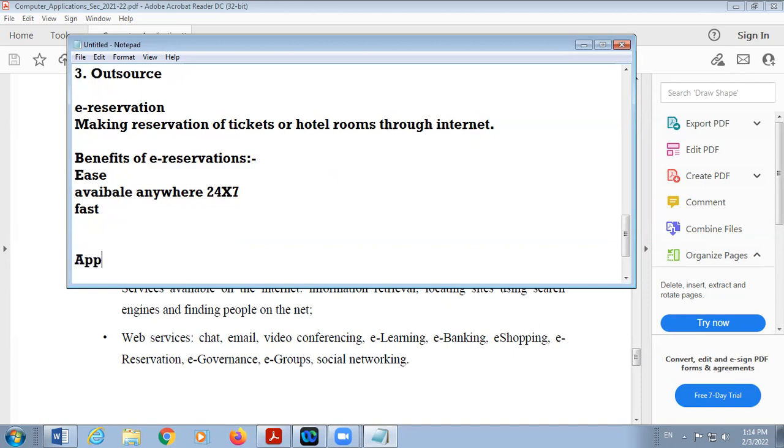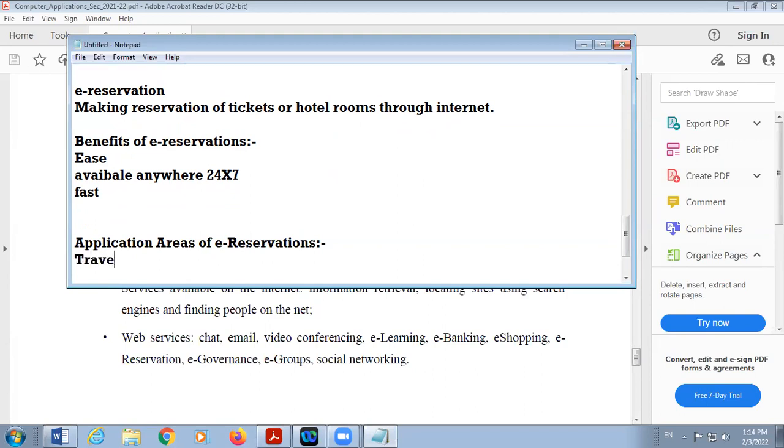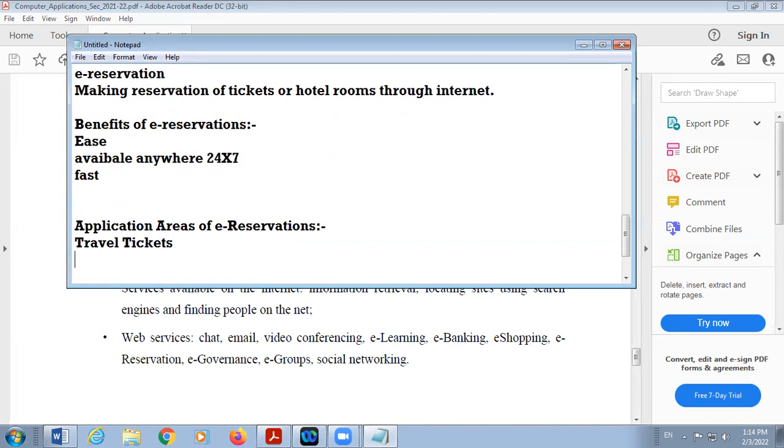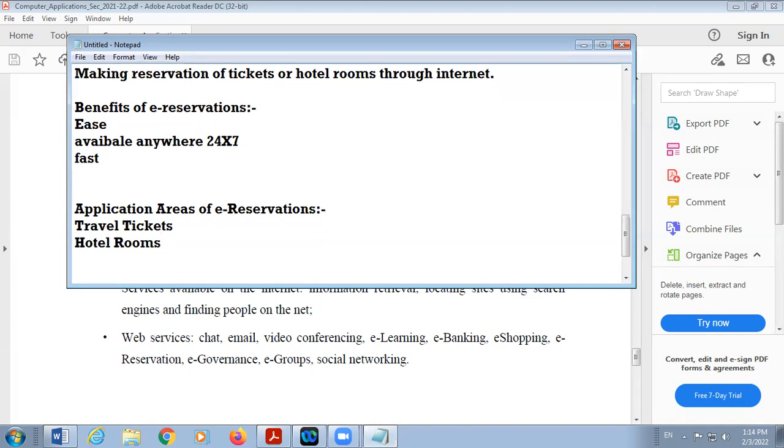Now, application areas of e-reservation. First, travel tickets. If there are any travel packages, you can buy these travel packages by using e-reservation. Then hotel rooms. If you want to book any hotel room, you can do it with the help of e-reservation.